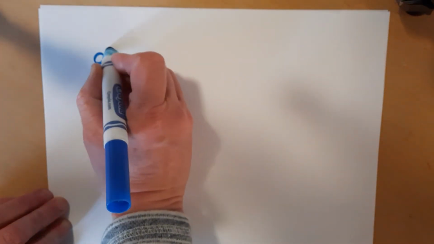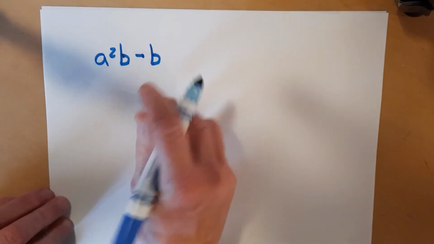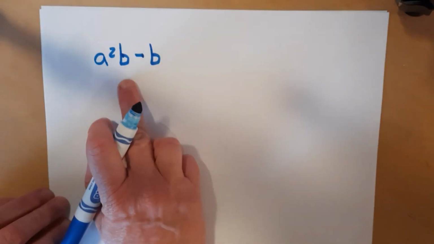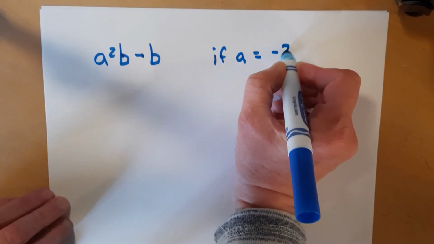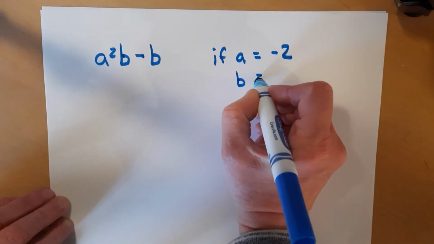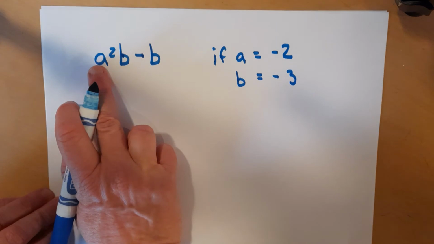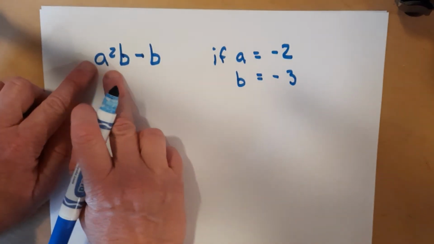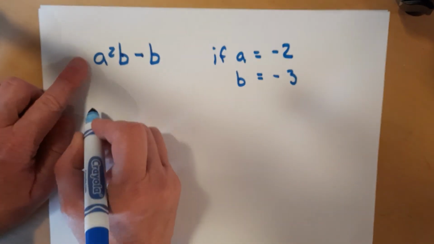So in this case, we're going to do a squared times b minus b. And we're going to evaluate that if A equals -2 and B equals -3. So we have our A squared. Remember, we're going to keep A in parentheses. All of this is A, so we want to keep that in parentheses.